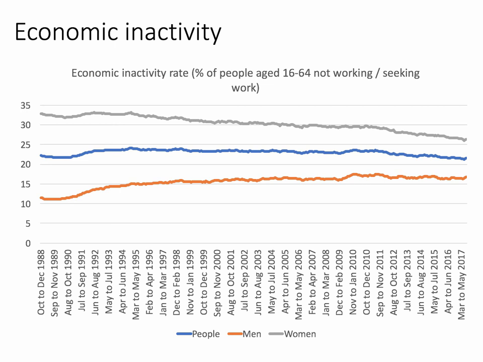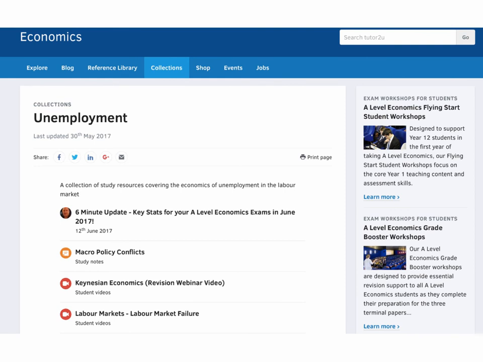So here we go. Unemployment is big news in the economy. It continues to fall, even though the economy is slowing down a little bit. The rate of unemployment is falling.